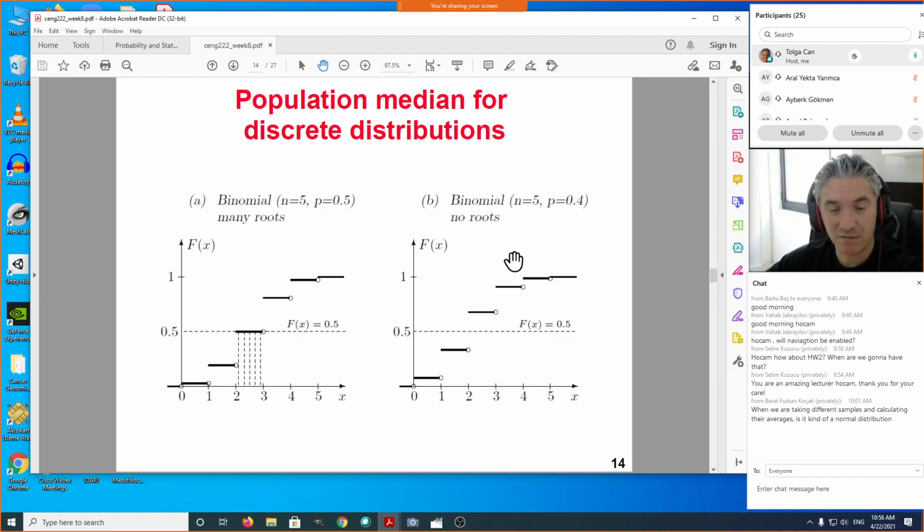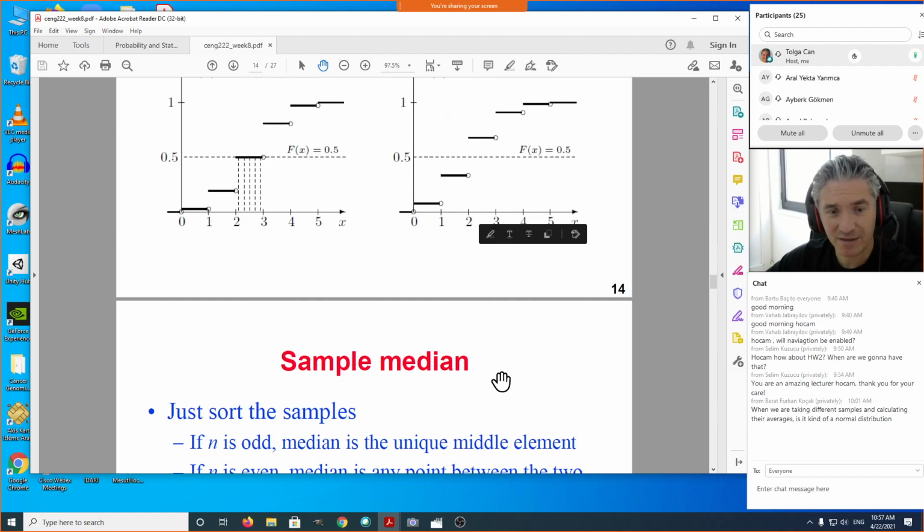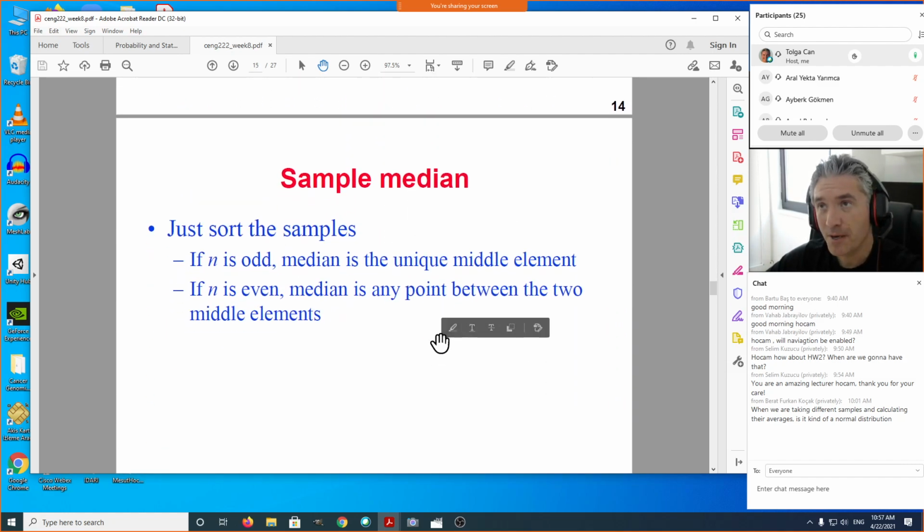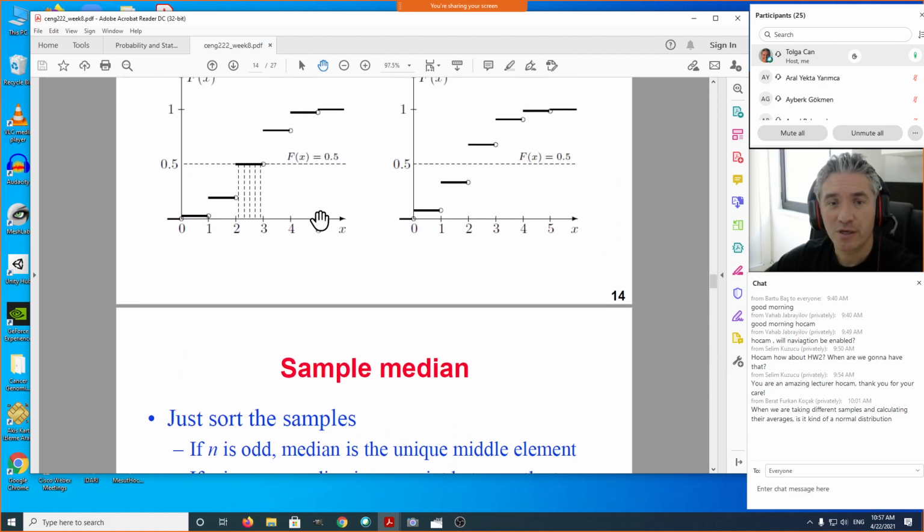Since this is not a continuous function, the CDF of discrete distributions is not continuous. So we cannot take the integral and say 0.5 of the population is on this side. This is the value where F(x) is attained, and it may not have any root. Basically, for discrete distributions, the median is sometimes between two values.